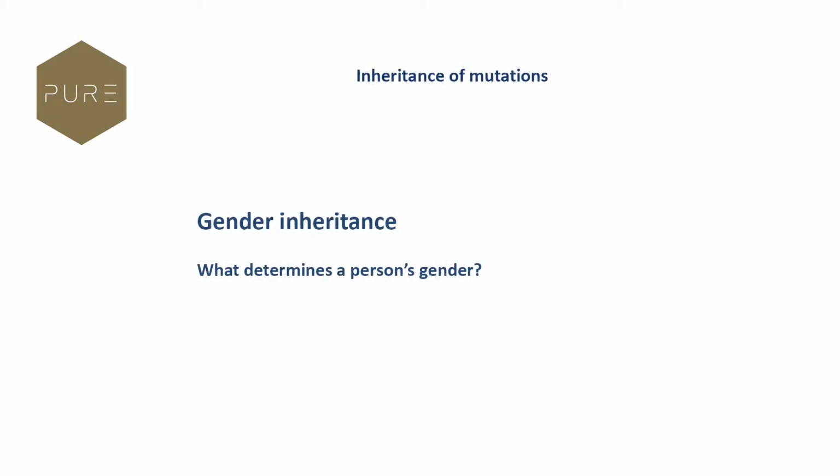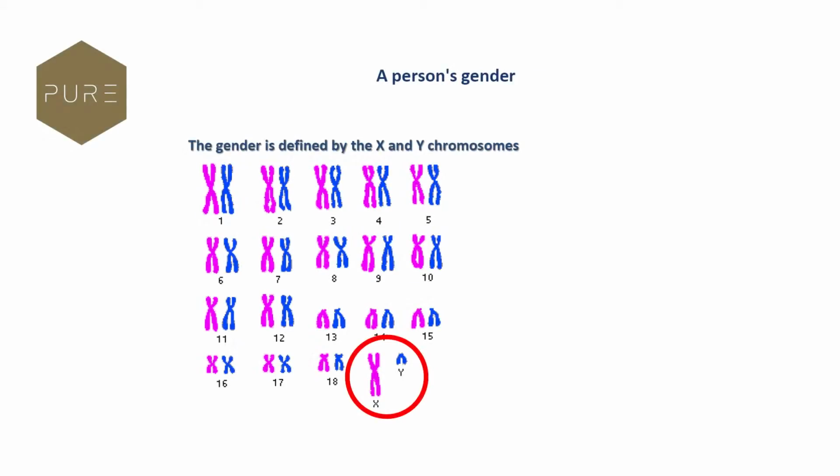Let's first ask a simple question. What determines a person's gender? Is the person male or female? And this is entirely defined by the X or the Y chromosome. You might have heard about this. Having an X chromosome and a Y chromosome means you are a man, a male. And if you have 2 X chromosomes, you're female, a girl.